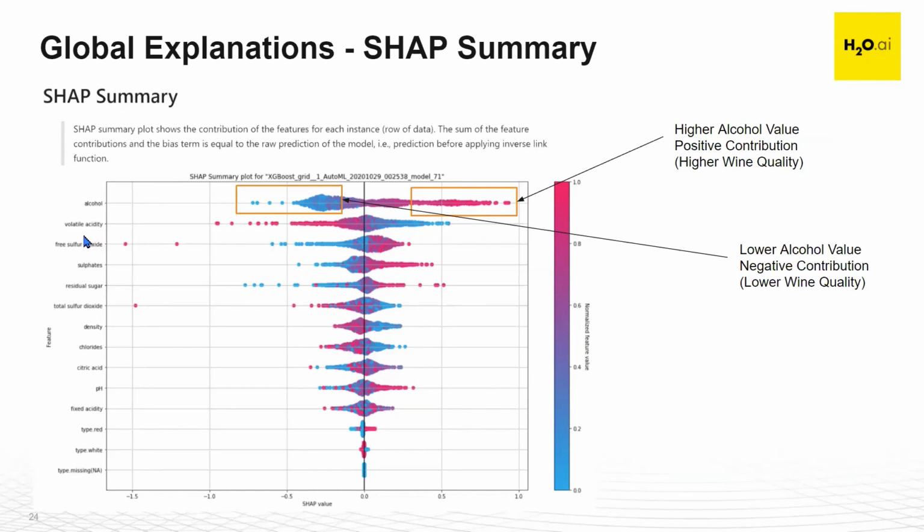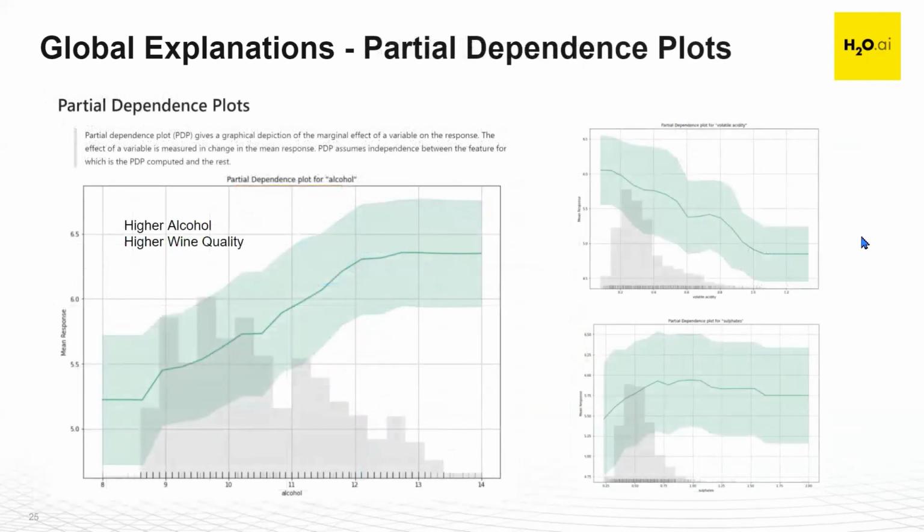So for example, if you look at the next feature on the list here, the volatile acidity, it is the other way around. If you have a lower volatile acidity, then you actually expect a higher quality. So there are different ways to look at different features and how they contribute to the final predictions. Okay, so that's the third graph. Let's move on to the next one.